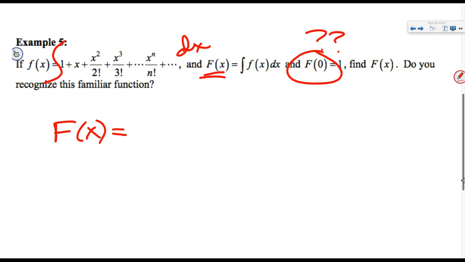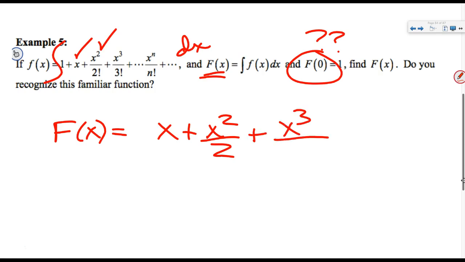What is the antiderivative of 1? x. What's the antiderivative of x? x squared over 2. What's the antiderivative of x squared? x cubed over 3, but I already had a 2 factorial, and really, what is that? 3 factorial, etc., etc., etc. Agreed? Now, technically, there's a plus c, but with these, we don't put them at the end.